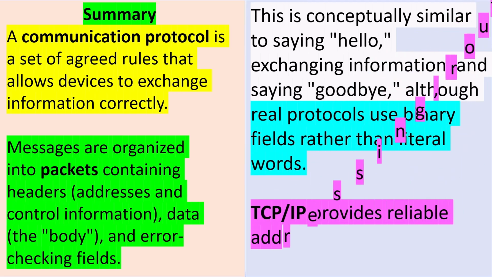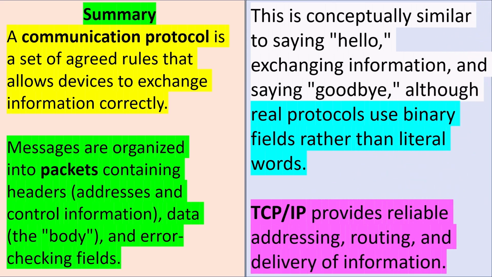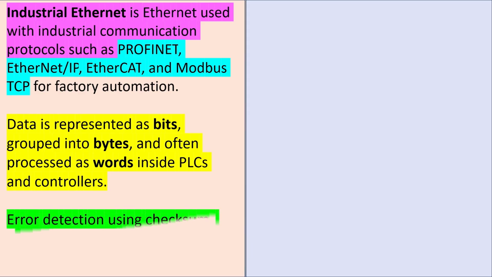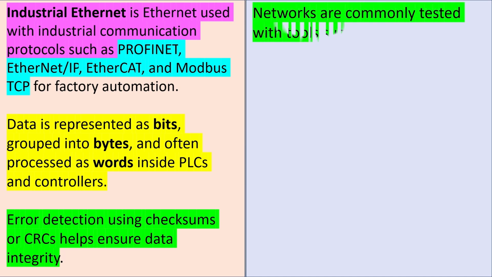TCP/IP provides reliable addressing, routing, and delivery of information. Industrial Ethernet is Ethernet used with industrial communication protocols such as Profinet, EtherNet/IP, EtherCAT, and Modbus TCP for factory automation. Data is represented as bits, grouped into bytes, and often processed as words inside PLCs and controllers. Error detection used in checksums or CRC helps ensure data integrity.